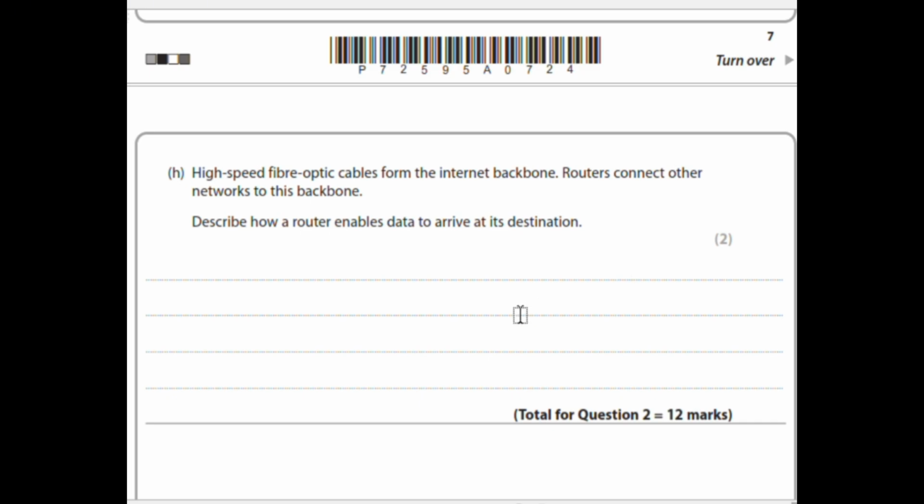Chatumazia hapa. High speed fiber optic cables form the internet backbone. Uti wa mgongo wa internet. Routers connect other networks to this backbone. Hii statement inamaanisha routers connect other networks to the fiber optic. Describe how routers enable data to arrive to its destination. Hata hii story tu ni story, but swali iko hapa. Kazi ya router ni nini? Hiyo tu ndo wanakuuliza hapa.